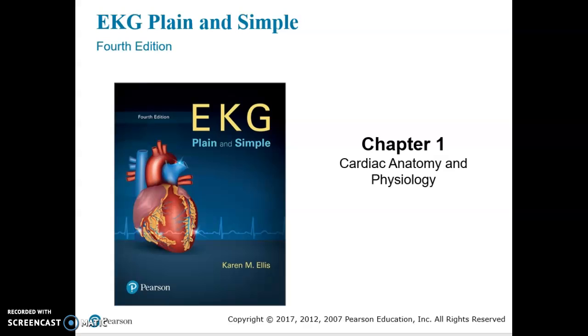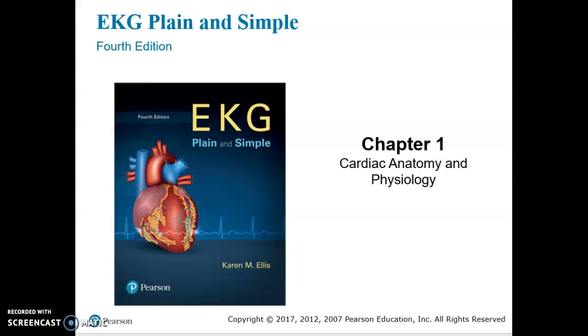Today we're going to talk about the cardiac anatomy and physiology of the heart. We're going to talk about the basic structural functions. It's very important that you understand the anatomy of the heart, because understanding the anatomy is very important to understanding how it works when we begin to diagnose the different rhythms. First, there's some terminology that I want to go over with you.